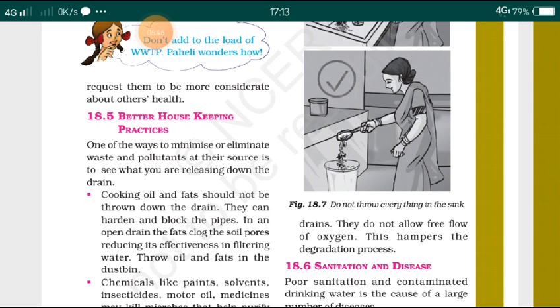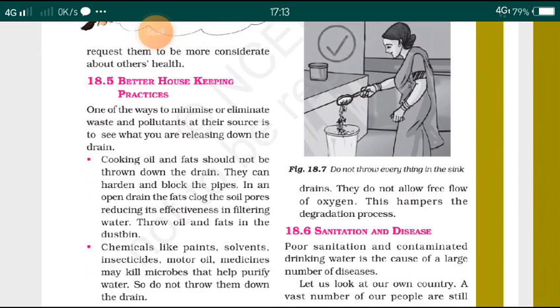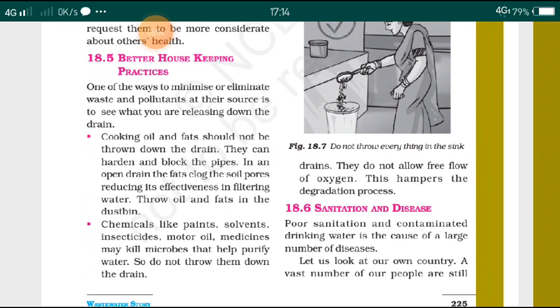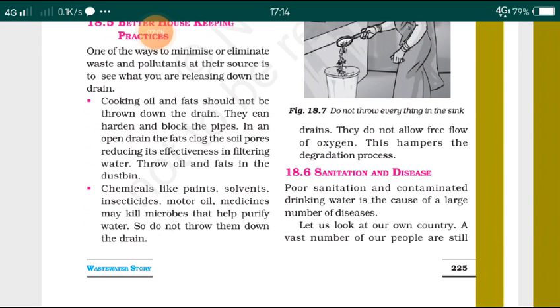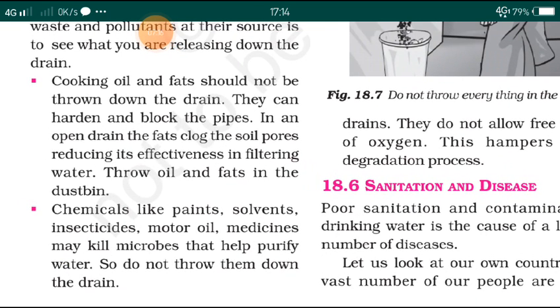18.5 Better housekeeping practices. What should we do? One of the ways to minimize and eliminate waste and pollutants at the source is to see what you are releasing down the drain. First point, cooking oil and fats should not be thrown down the drain. They can harden and block the pipes.